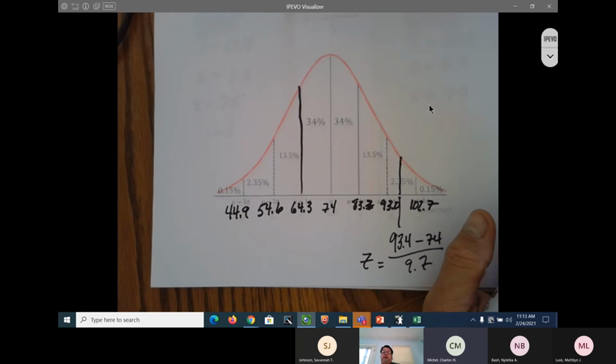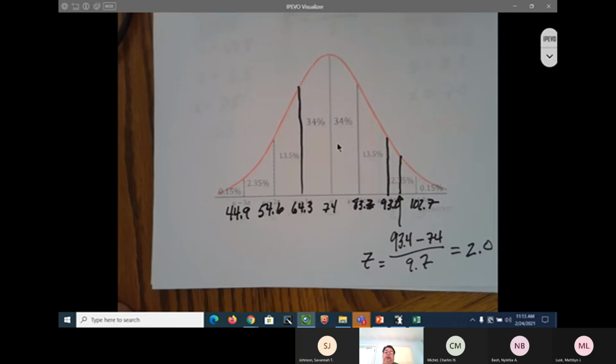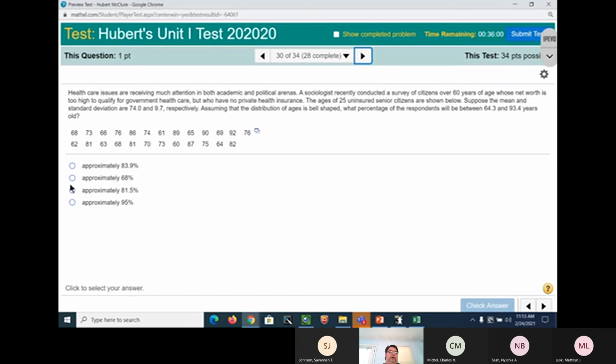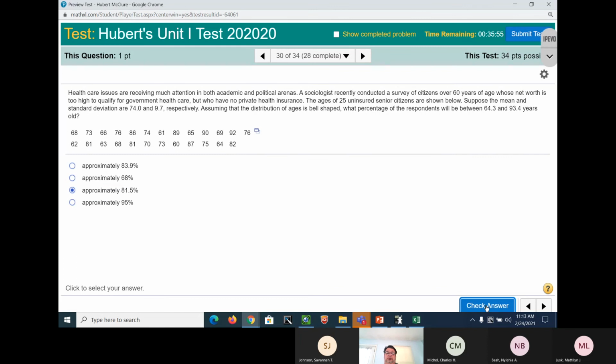Okay, I must have added wrong here. So 2 would be right here. So add up those three percentages. What do you get? 68, 81.5. I still don't know why they're giving you these numbers. I guess they're trying to throw you off. That's empirical rule.